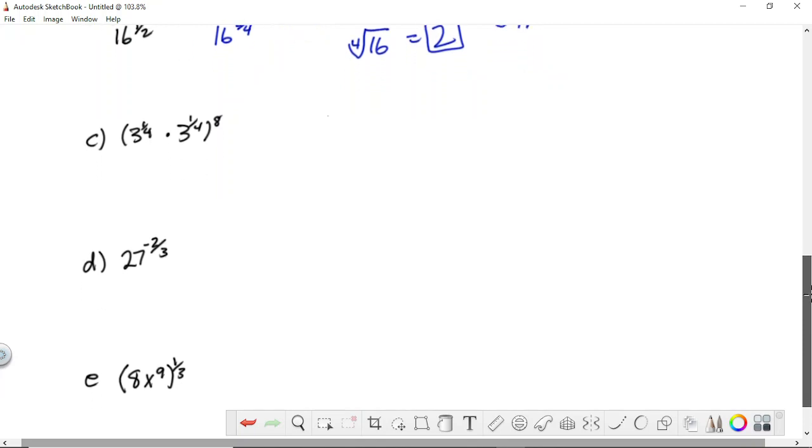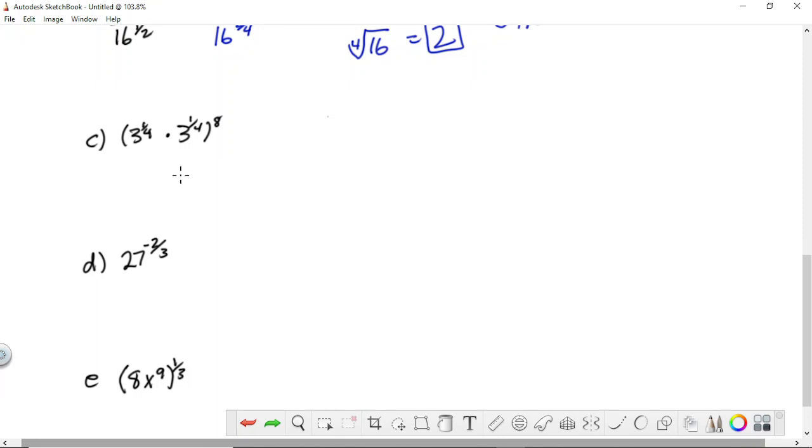Look at the next one. Okay, so we're multiplying, so we add exponents here. But then once we get those, we will multiply exponents because we have the exponent out there. So let's do that. Add exponents first.